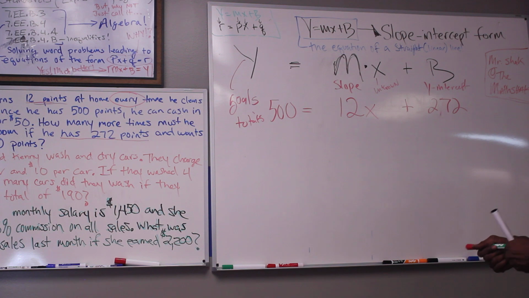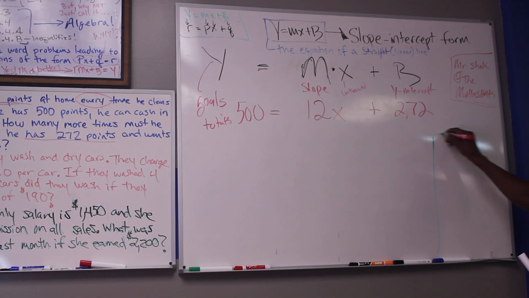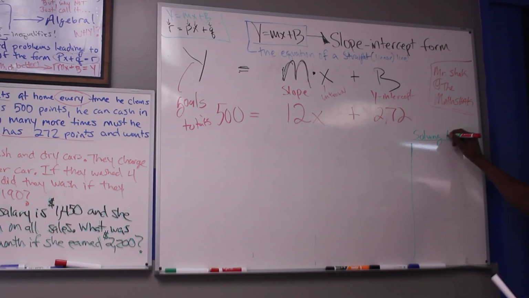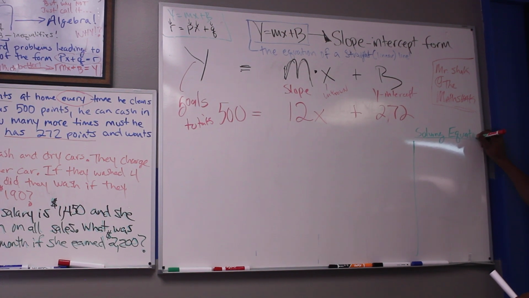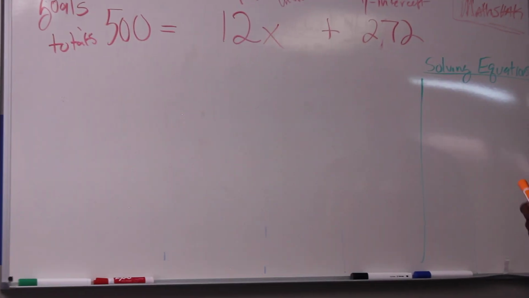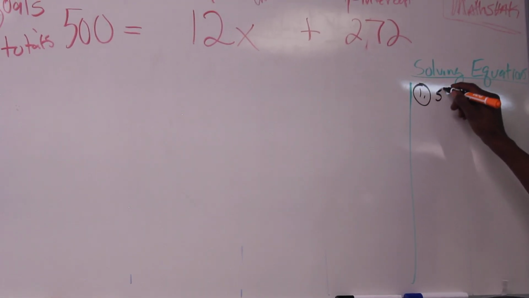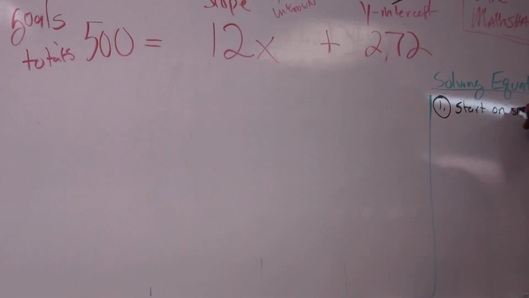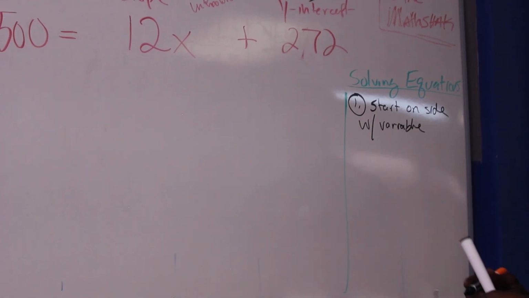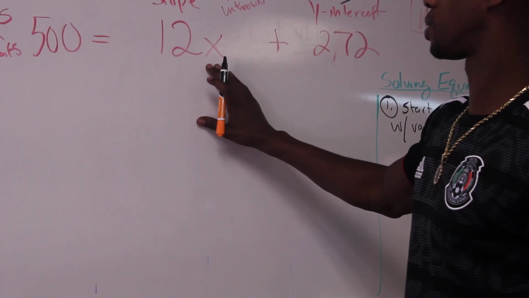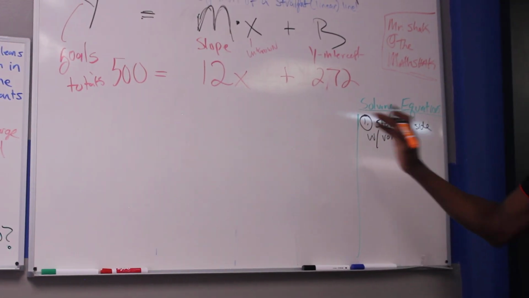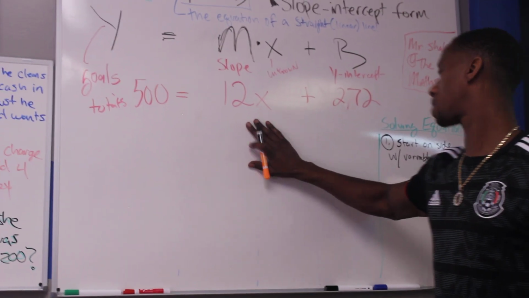Students need to understand this conceptually, and you need to have computation skills as well. So I'll do my mini quick list of steps to solving an equation. Step 1: start on the side with the variable. The variable is the x. It's on the right side of the equation. When I say start on the side, I mean the side of the equation. So I'm going to start on this side, right?